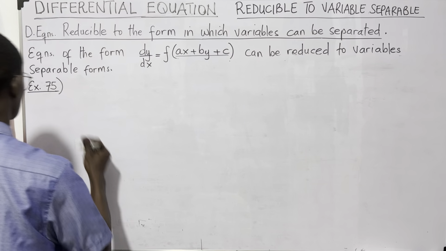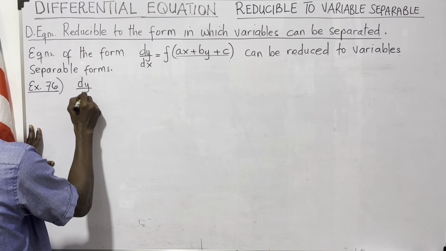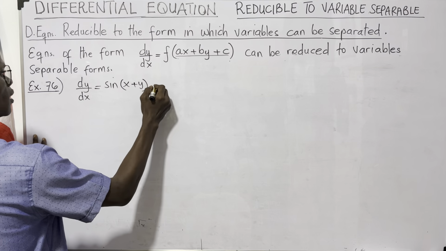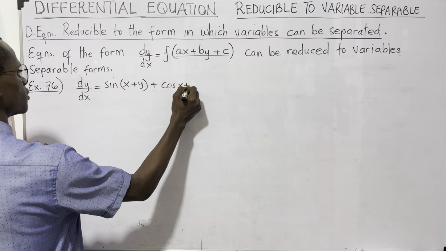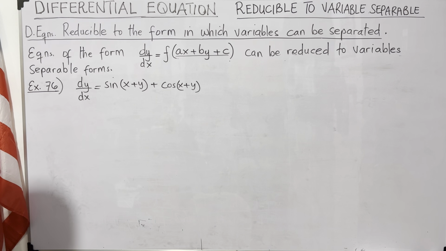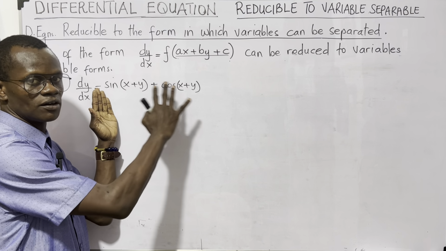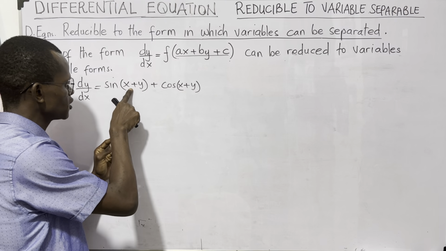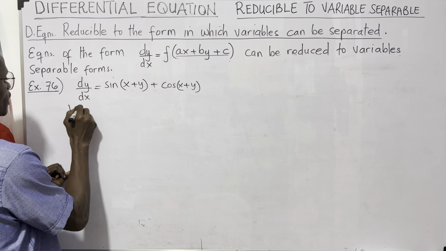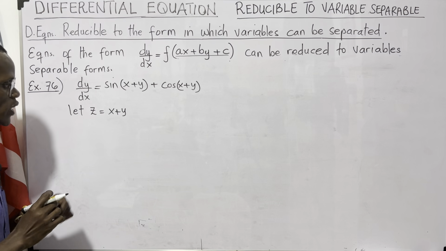Let's look at another problem. Question number 76. So we say dy by dx is equal to sine of x plus y plus cos of x plus y. So again, in order to have a single variable on the right-hand side of the equation, we must substitute x plus y to be some variable. So we can say let z equal x plus y, right?